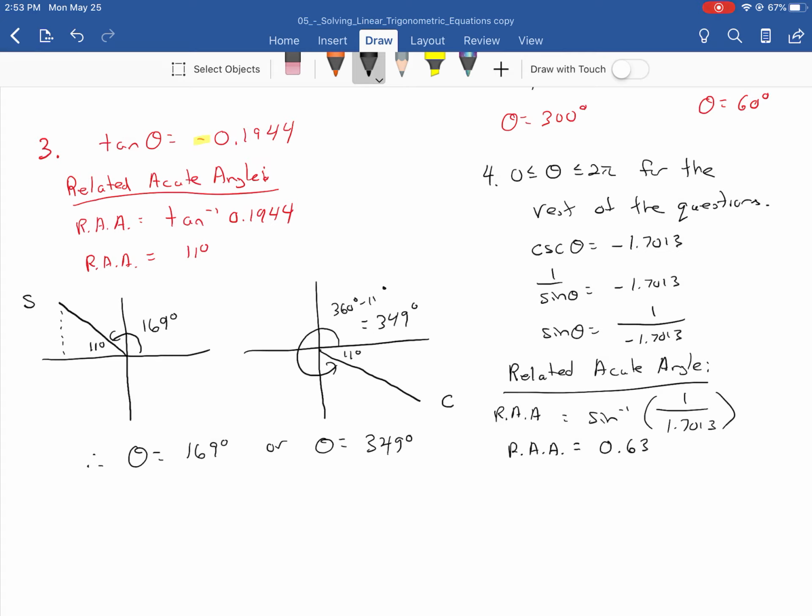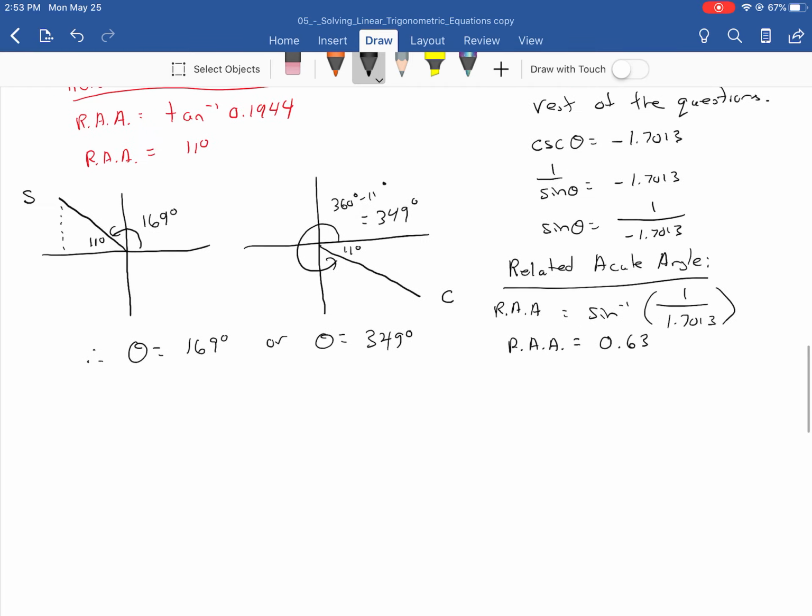Okay, so I've got related acute angle of 0.63. Now that's really intimidating. When you see 0.63, you're like, something must be wrong, but it's not. Radians are a much smaller measurement, if you want, and to go all the way around a circle, you're only going 6.28, so 0.63 is a significant angle. These numbers are going to be smaller when you talk about radians, so don't get intimidated by that.